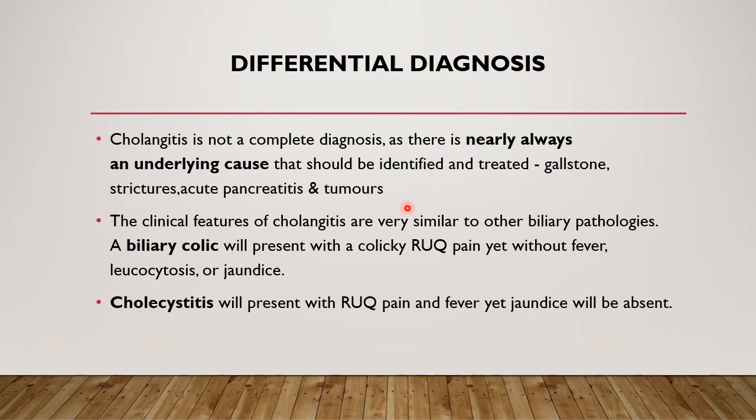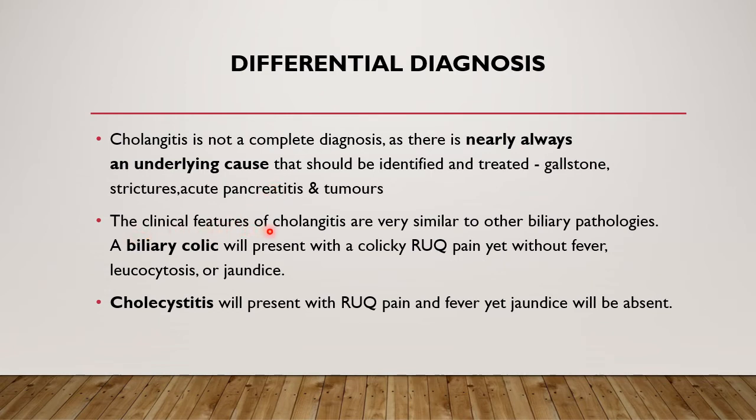Differential diagnosis. Cholangitis is not a complete diagnosis by itself, as there is always some underlying cause behind this condition, and that should be identified and treated aggressively. These include gallstone disease, especially a gallstone at the lower end of the CBD, strictures of the CBD due to previous ERCP or cholecystectomies, acute pancreatitis, and the tumors which we mentioned earlier. Okay, so one of these causes must be identified and treated.